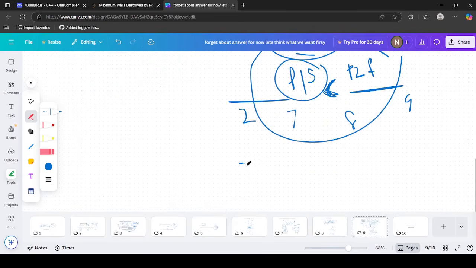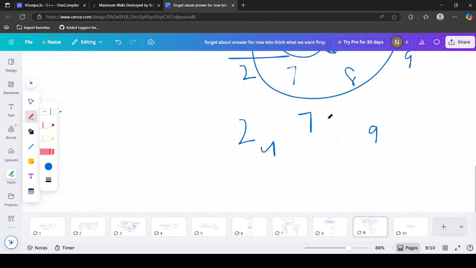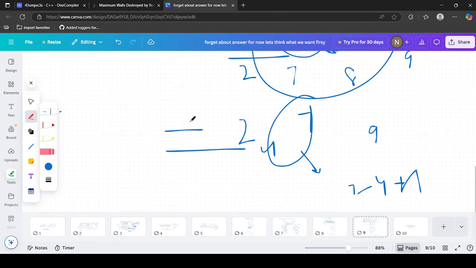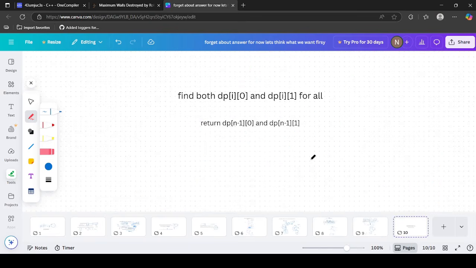And what if it is 2, 7, 4, 9? Then they are overlapping. And how many? It is simply the points between, which is 7 minus 4 plus 1. So given two pairs, we can simply find the overlapping by getting these two values. So we got the whole solution, right?